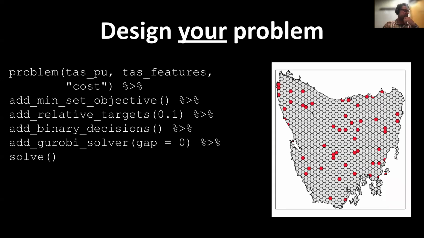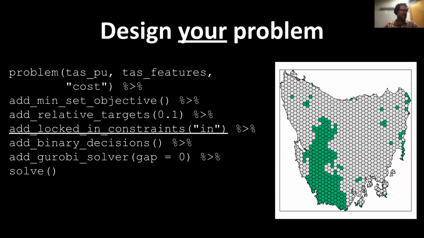And then you can now design the problem. So here's our planning units. We have our features and a cost argument. And then if we just want to say get 10% of all of the input features, this is then the output that we get for the solution. So all the little red squares.